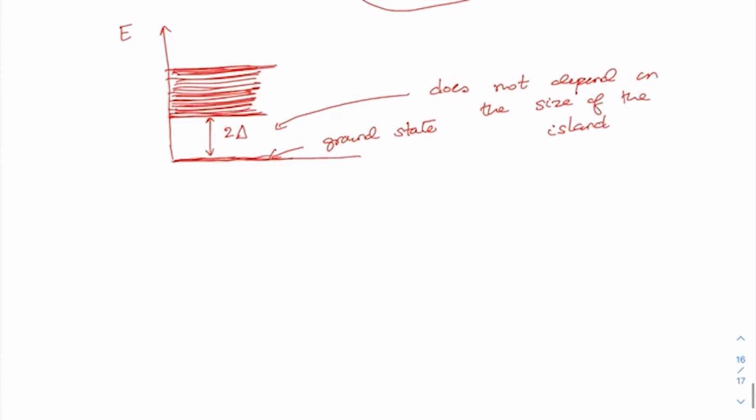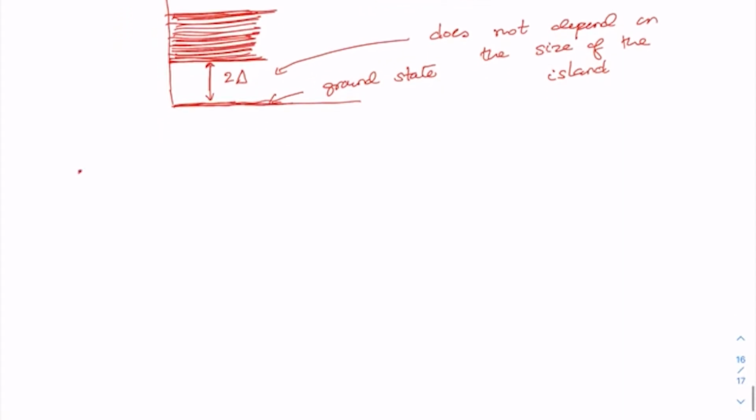Now the question is how this gap depends on temperature. Let me plot temperature versus this gap. Quite clearly, this gap would be 2 delta at absolute zero temperature. But as we approach the critical or transition temperature, this gap will decrease. So what we get is this kind of dependence as per the BCS theory.